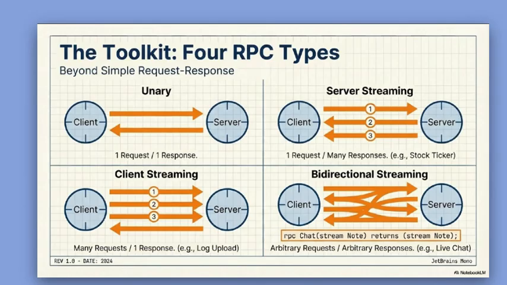And the final one, which looks kind of chaotic in a good way, bidirectional streaming. Live chat or a multiplayer game. I'm sending data, you're sending data, the messages are crossing in midair. Because of that HTTP2 multiplexing we talked about, gRPC handles this totally naturally. It's like a conversation where we can both talk at the same time.